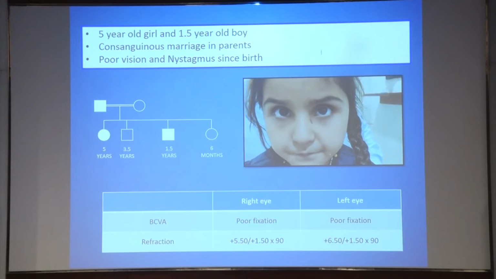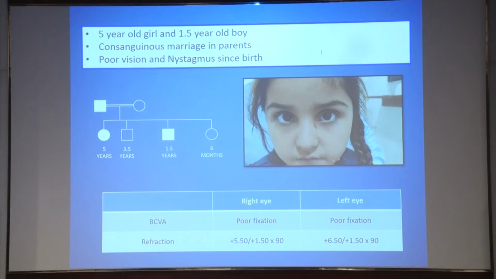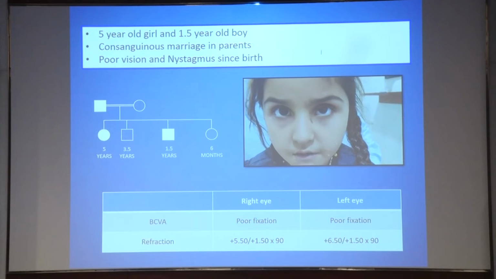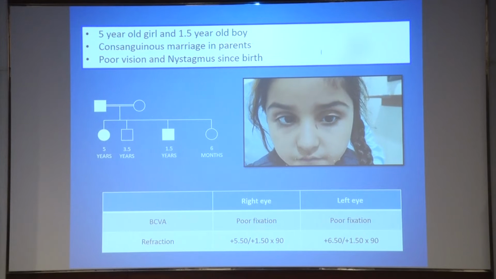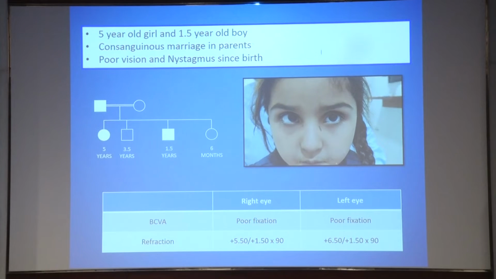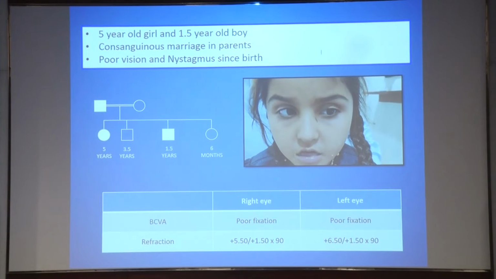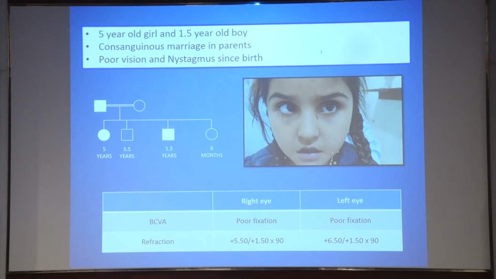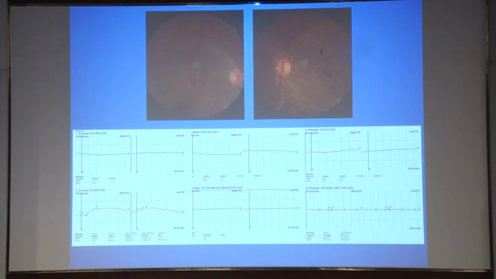So this is another child, two siblings presenting with profoundly poor vision since birth, with this roving kind of nystagmus, poor fixation, and high hyperopia. There is consanguinity in the parents. Parents are cousins. Two of the children out of four siblings are affected. Very poor vision, poor fixation, roving nystagmus, high hyperopia. I don't think we need any further tests to be done in these patients, because LCA is so diagnostic just by the constellation of features.